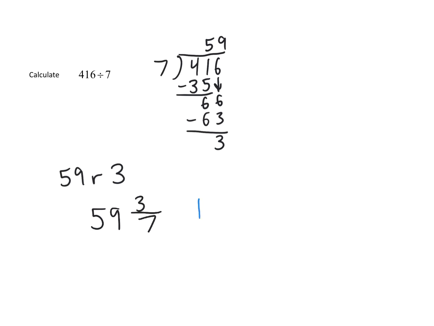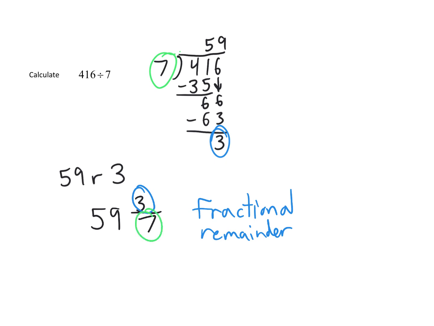This is what we call a fractional remainder. And we take the remainder, which was the 3, and we put it over the divisor, which was the 7. This is the preferred way that I would want to see an answer.